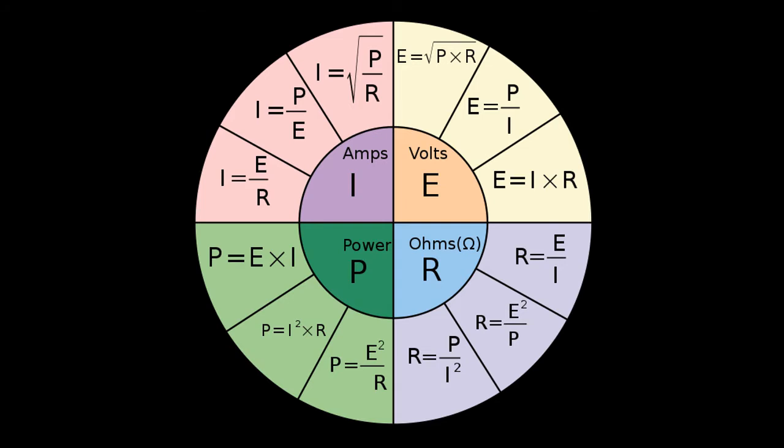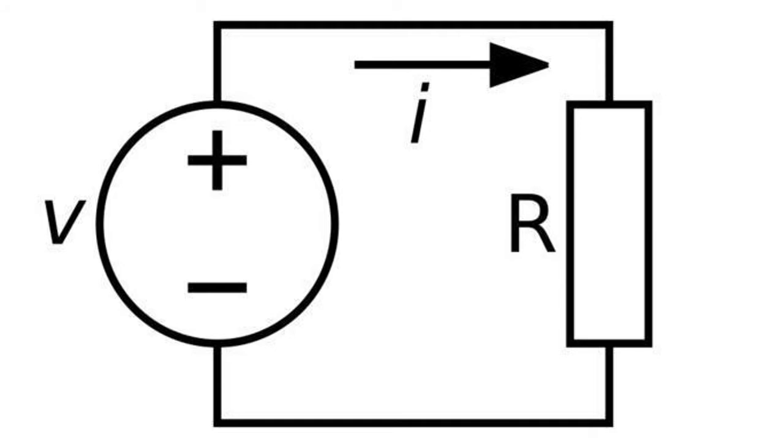When analyzing a simple DC series circuit, there are three variables one is usually concerned with: voltage, current, and resistance. These three variables are related to one another mathematically via Ohm's law.